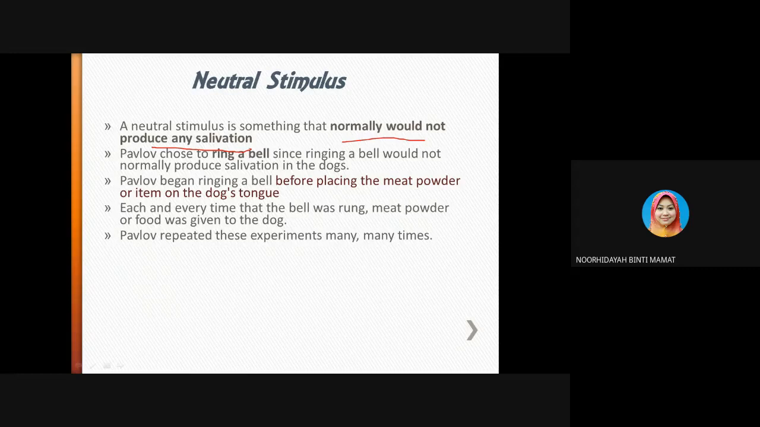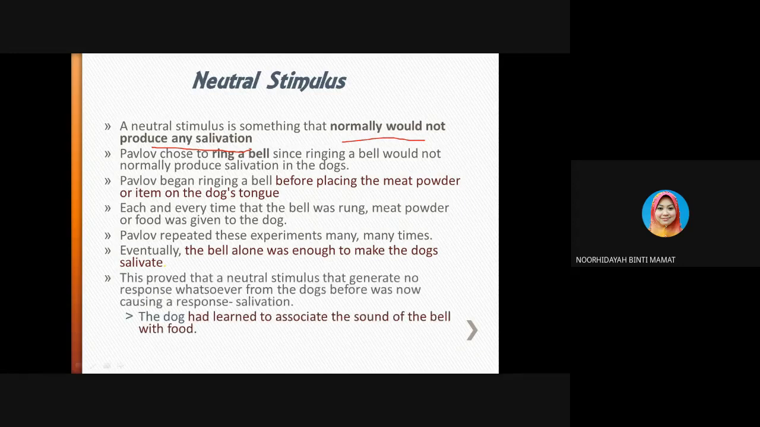So Pavlov began ringing a bell before placing the meat powder or any food item on the dog's tongue. So he changed the experiment by ringing a bell before placing the meat powder or the food on the dog's tongue. Each and every time that the bell was rung, the meat powder or food was given to the dog. The bell rang, the dog got the meat powder. So this is a repetitive experiment. And Pavlov repeated this experiment many, many times. And eventually, the bell alone was enough to make the dog salivate.